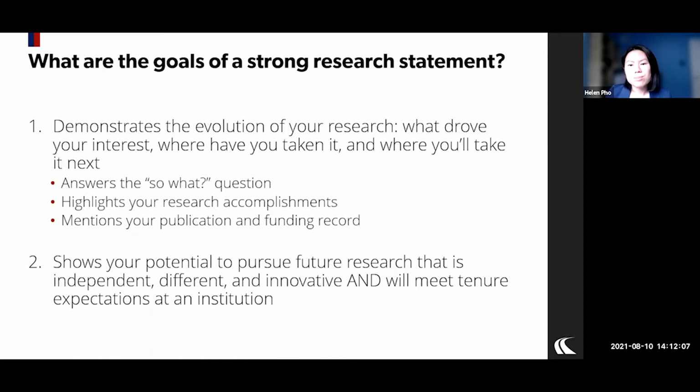So, making sure that whatever you propose for your future research is going to fulfill what they're looking for in terms of granting someone tenure in a particular department. So those are the big goals to keep in mind.